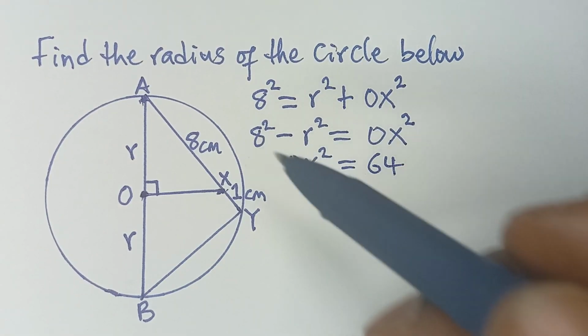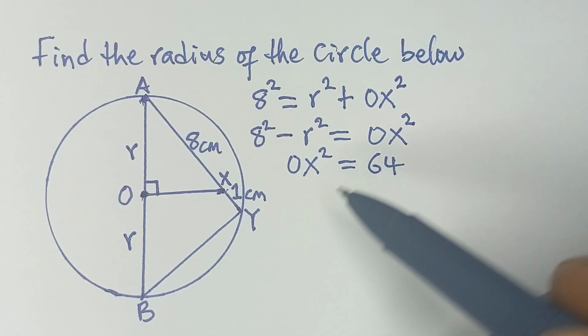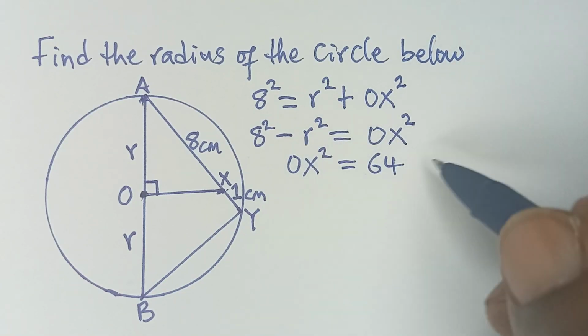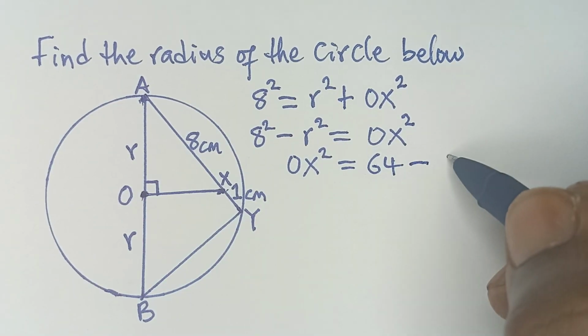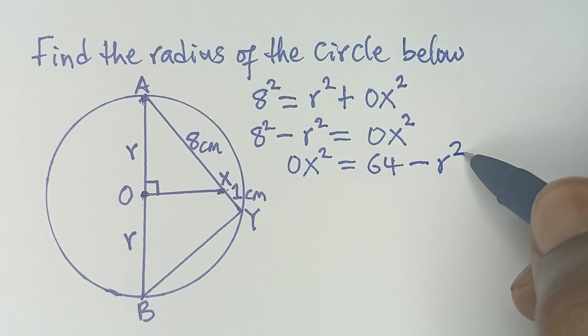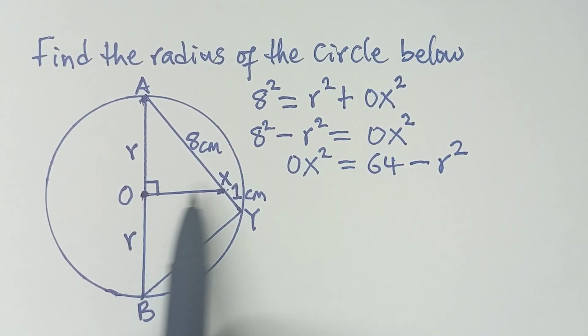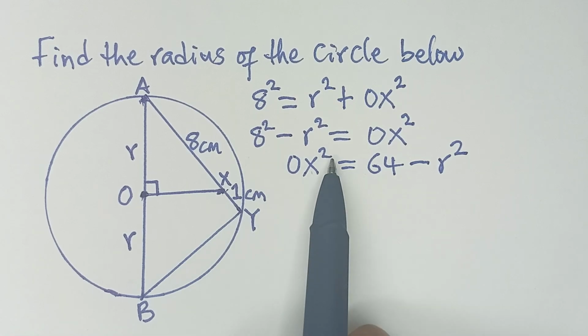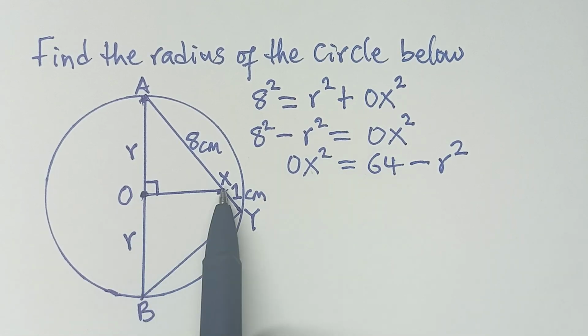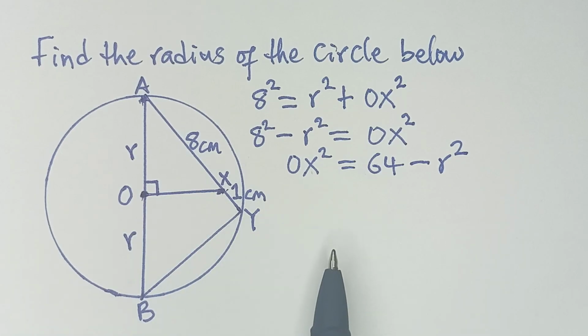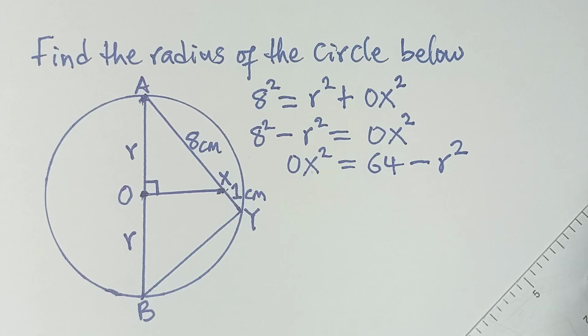Because 8 square is 64, and then minus R square. So now, we have the value of OX square. I'm going to still leave the square. I'm not going to take the root of OX because we are still going to take the square of this side to find another side. Now, let me make a trace here so that we can see something else that I want to do.